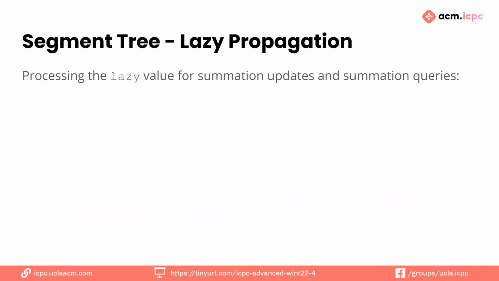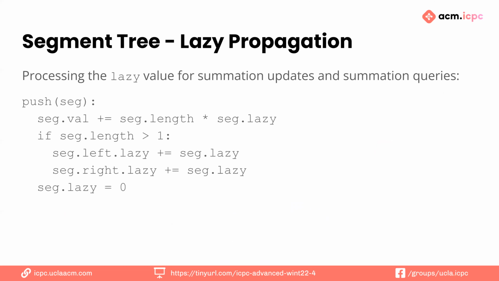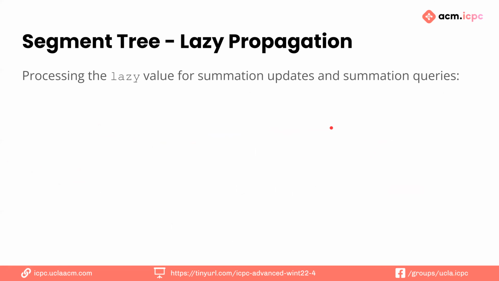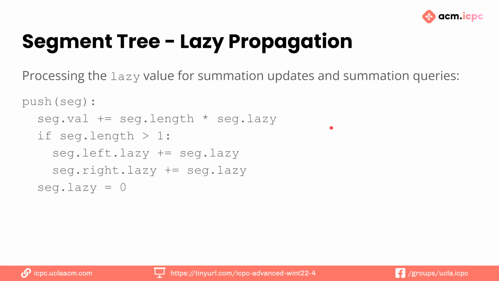Now let's look at the pseudocode. We said to process the lazy value, we want to update the segment sum appropriately. What does appropriately mean? The value is supposed to be added to every element in the segment. So if you have a summation update, then the lazy value means we have to add this lazy value to every element in the segment. Then what does that do to the sum of the whole segment? It adds the number of elements in the segment times that lazy value. Does this one line make sense?